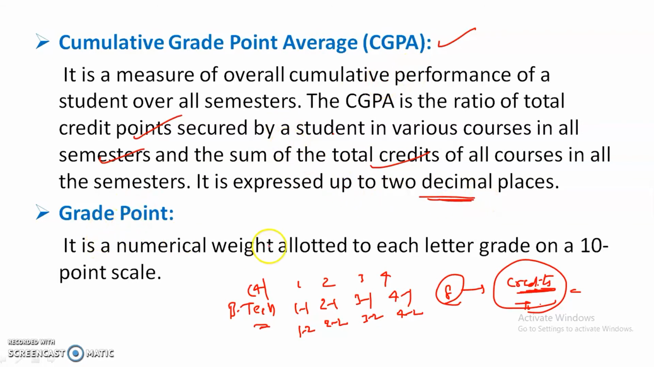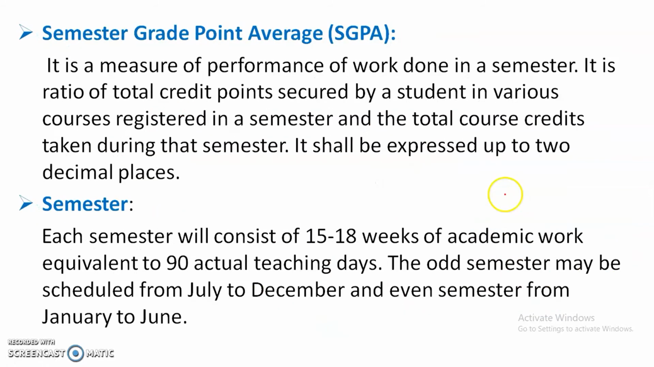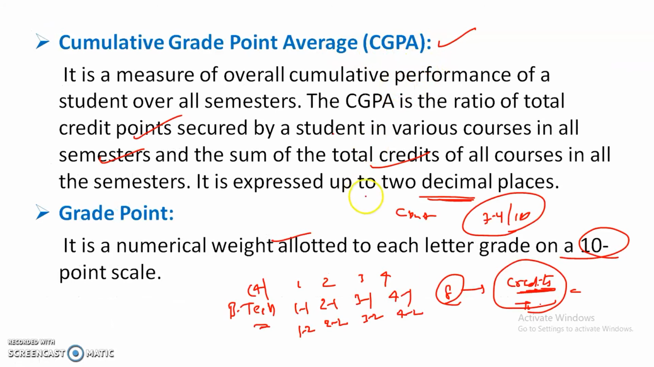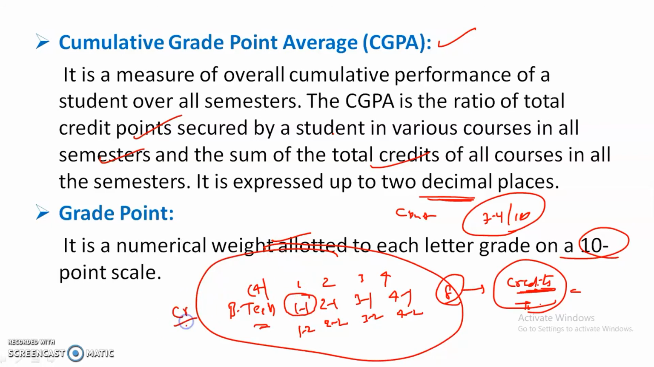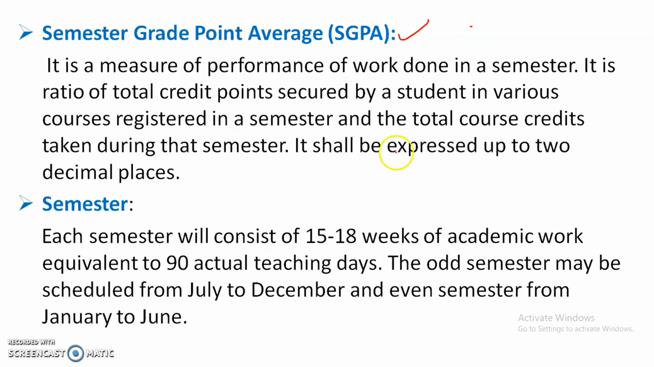And coming to the grade point, it is a numerical weightage allotted to each letter grade on a 10-point scale, right? So 10-point scale means the CGPA we're going to get is out of 10, like 7.4 out of 10. And semester grade point average. Here we discussed the CGPA for the complete program, but the semester grade point average means for one semester, how many credit points he got divided by the total number of credits allotted to this semester. That is nothing but the semester grade point average.